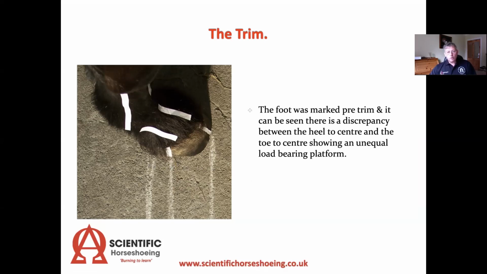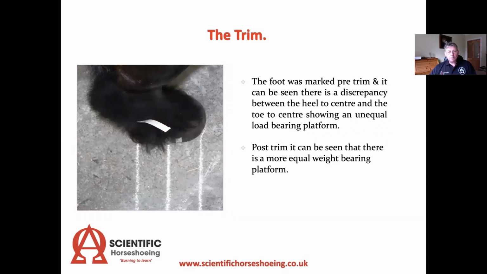Once geometric proportion has been applied and the foot has been dressed in the manner that we've just explained, it's possible to see that this foot, being marked pre-trim, had a discrepancy between the heel to the center and the toe to the center, showing an unequal load-bearing platform. Post-trim, it can be seen that there is a more equal weight-bearing platform. So geometric proportion, the application of an accurate trimming in relation to our grid or graticule or box that's imposed on the foot, will result in a more even weight-bearing structure, which is important mechanically.